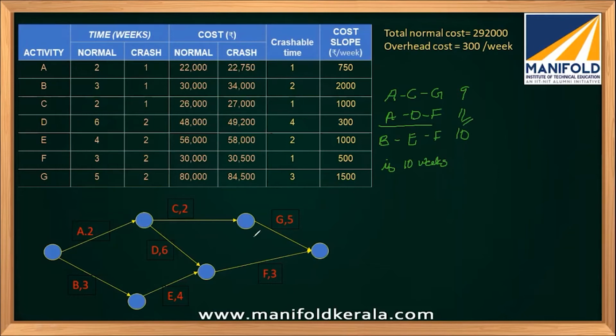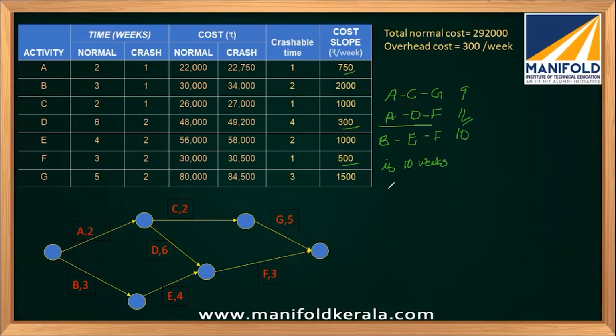If I reduce C, that path will be 8, but it is not going to affect our total project duration. So if I want to reduce the total project duration, I have to reduce from the critical path. So A, D, F are the critical activities. The cost slope for A is 750, D is 300, and F is 500. So this is where we see the comparison. The least will be D, with a cost slope of 300, which means that if I reduce D by 1 week, the extra amount of money I have to add will be 300.